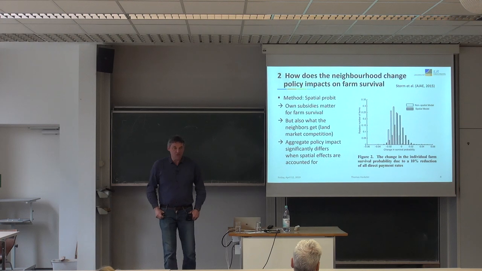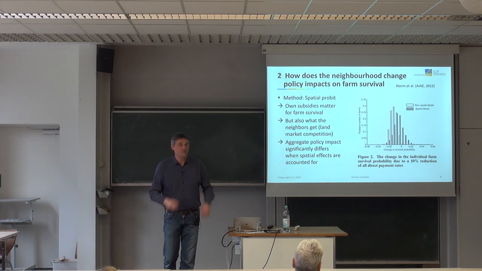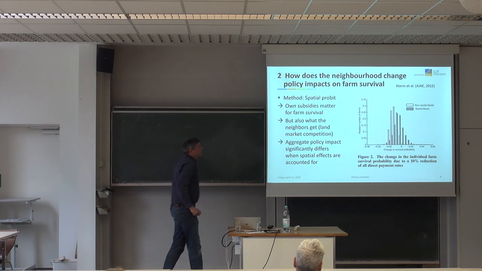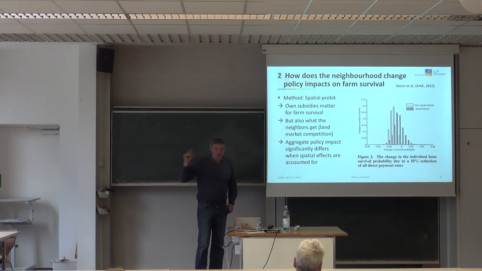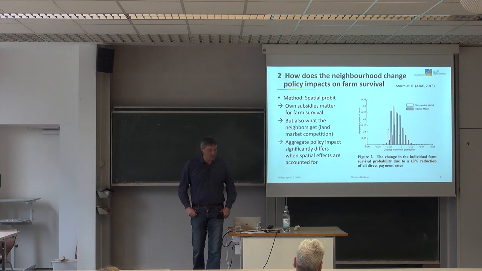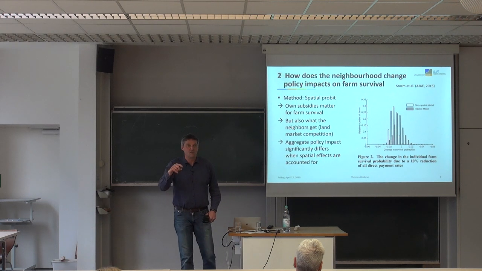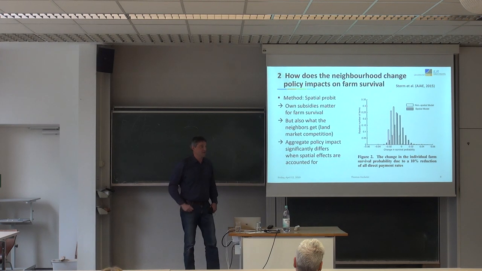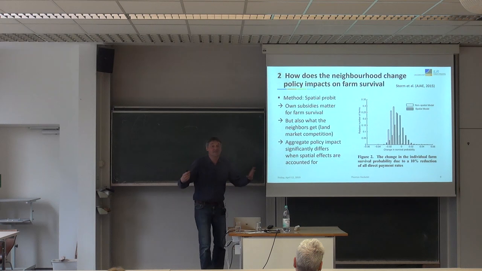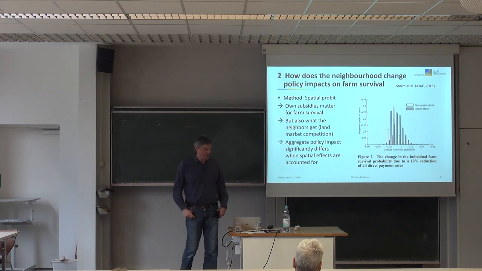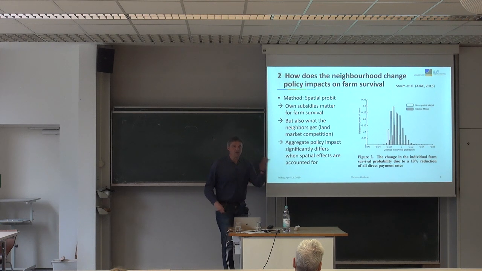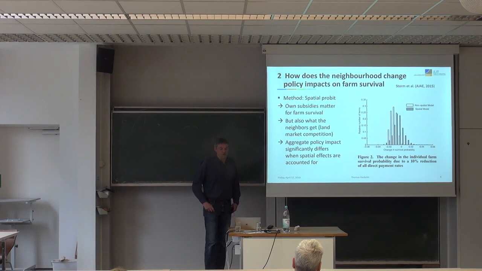One of the things that's more recently coming up is the stronger focus on spatial impacts. So in another study we asked, how does the neighborhood change policy impacts on farm survival? In what sense, how much does it matter who is my next neighbor farm and what are his plans for developing his farm? Well, it's a spatial econometric model, a probit model, where we try to explain the probabilities of survival. What do we find?